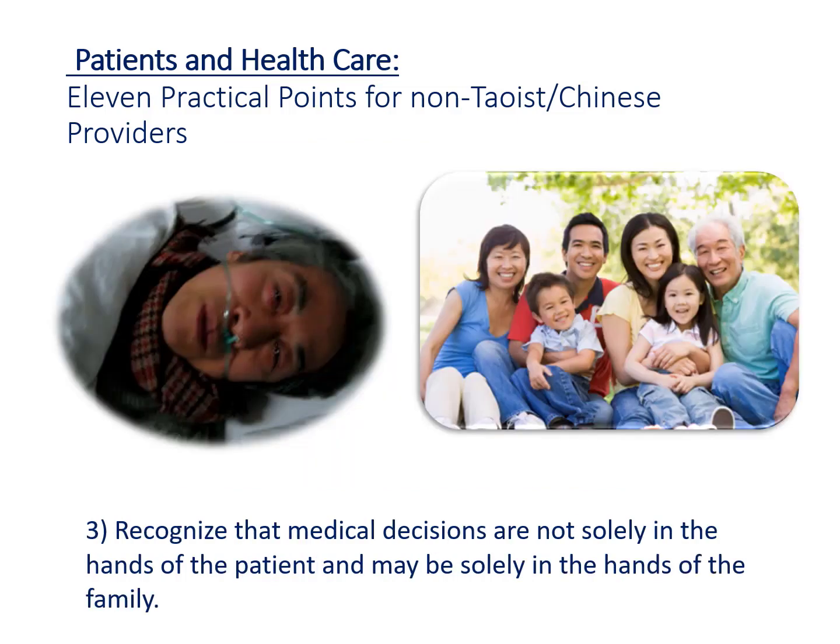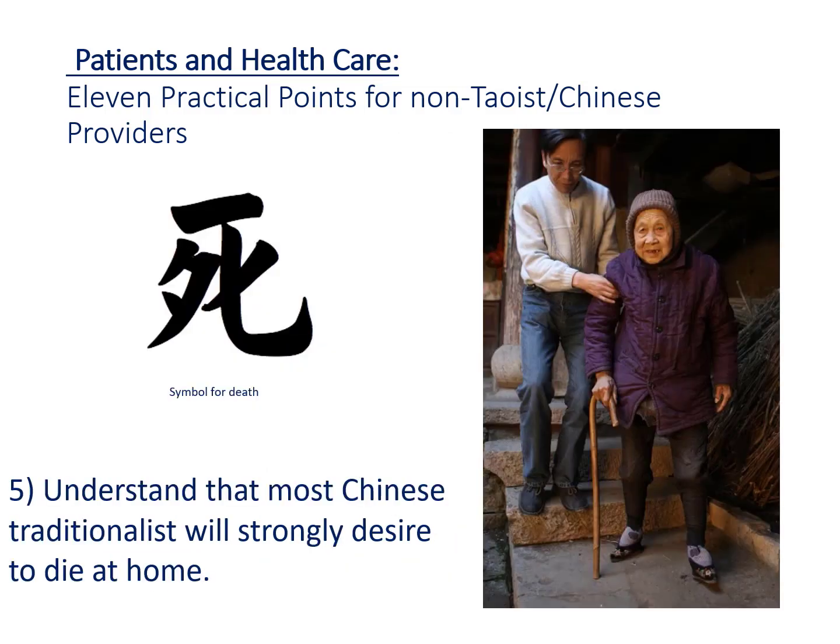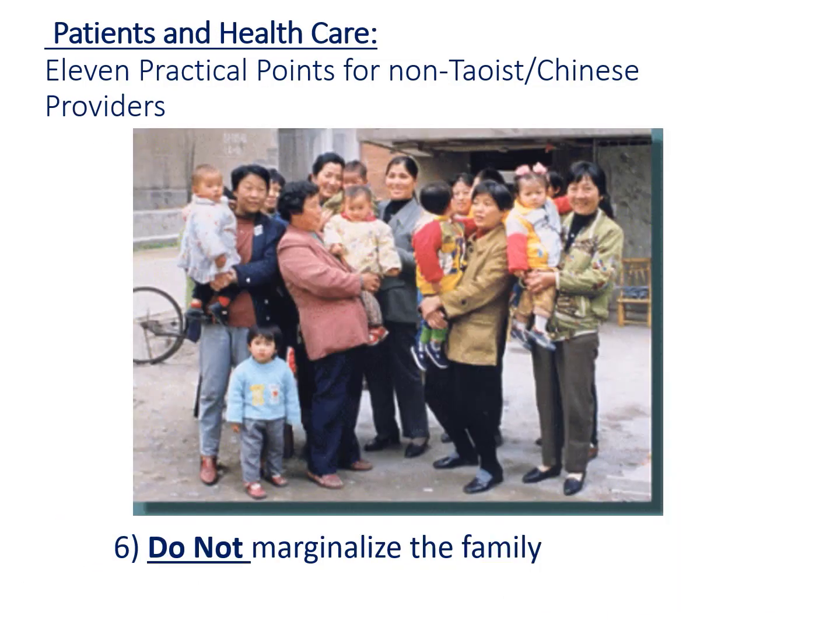Given what we've previously discussed, we still need to recognize that medical decisions are not solely in the hands of the patient and may solely be in the hands of the family. In dealing with terminal patients, you should know that traditional Chinese may be reluctant to discuss advanced directives. You should also understand that most Chinese traditionalists will strongly desire to die at home. Do not marginalize the family. That is extremely important. The family comes first.